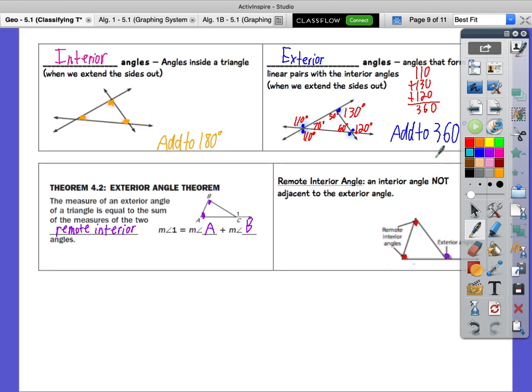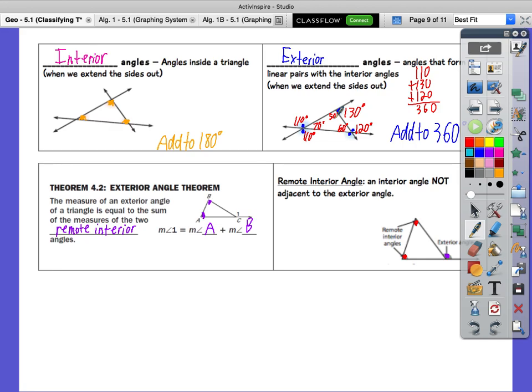Well, if we think this exterior angle has to be supplementary with this interior angle, correct? They make a linear pair. So supplementary means they have to add up to what? 180. So these have to add up to 180, don't they? Yeah. Well, what else is true? Well, this interior angle, if we add it to the other two interior angles, what does it have to be? 180. So either way, whether this interior angle adds up with the exterior or with the other two interior angles, it has to add up to 180.